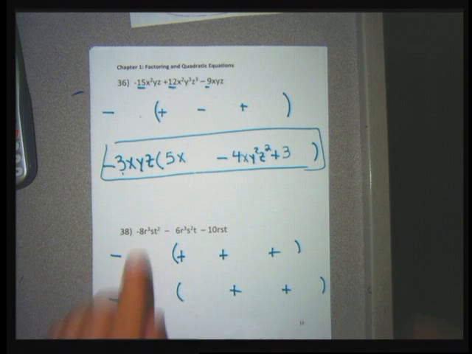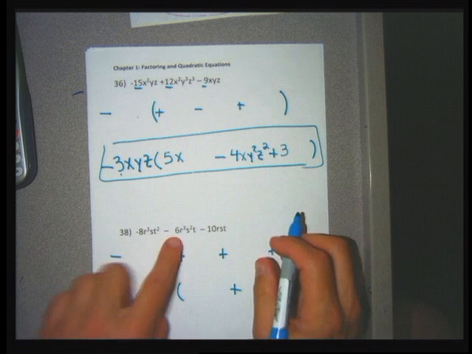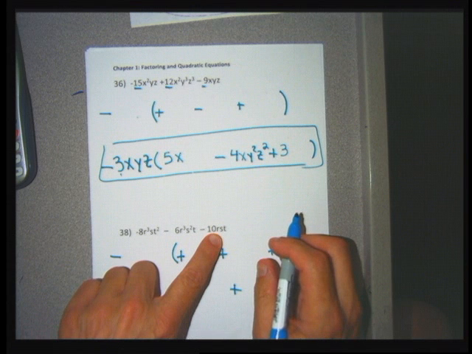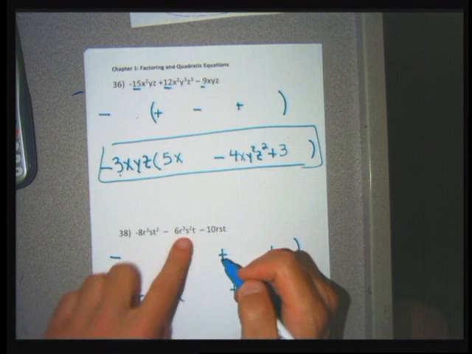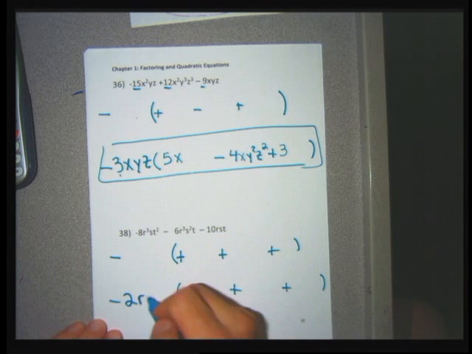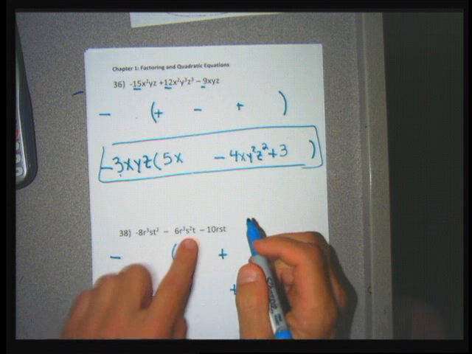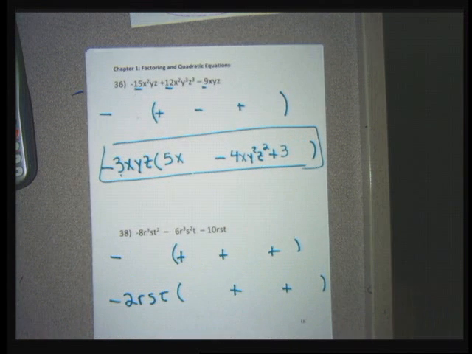Now I look at the numbers 8, 6, and 10. 2 is the biggest number that divides into 8, 6, and 10. Each of the 3 pieces has an r. The smallest exponent is the r to the first. Each of the 3 pieces has an s. The smallest exponent on the s's is the s to the first. Each of the 3 pieces has a t. The smallest exponent on the t is the t to the first.